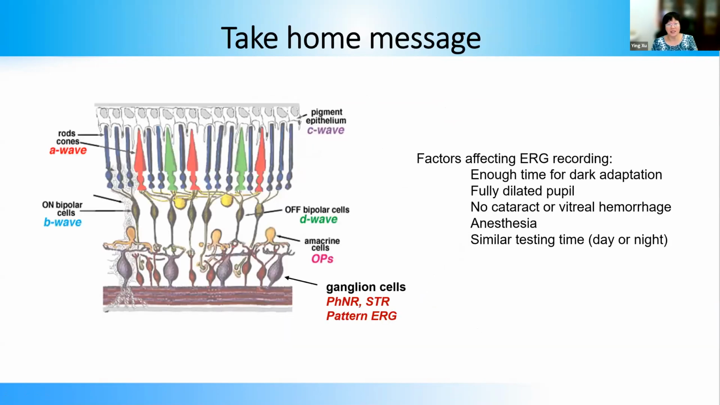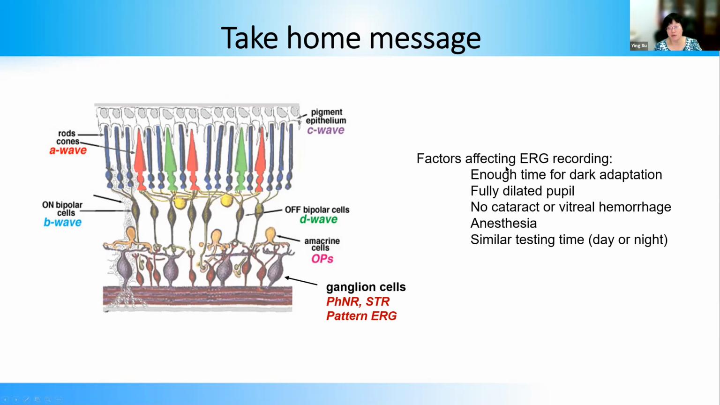Okay, last, after nearly 1 hour's talk, the take-home message. Again, the origin of each ERG component is really important. The A wave arises from photoreceptors. The B wave comes from bipolar cells, and the D wave from off-bipolar cells. The C wave comes from the pigment epithelium. OPs arise from amacrine cells and ganglion cells. If you want to record the ganglion response, you may try PHNR, STR, and later in the next seminar I'll talk about Pattern ERG. Those are all the things you may want to keep in mind before you start designing experiments.